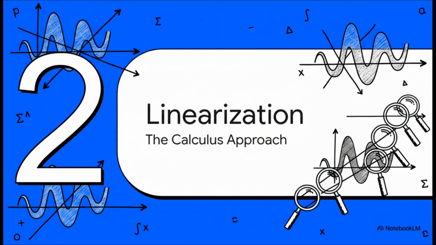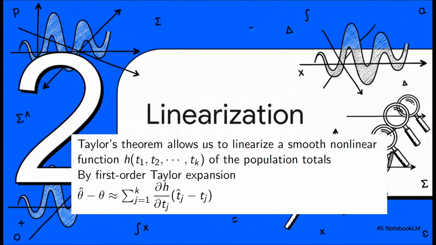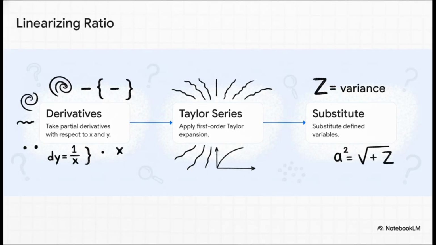Section 2, Linearization and Taylor series, the calculus approach. This brings us right to our very first major tool for solving this problem, and it involves using the Taylor series to mathematically flatten out our complex functions. So let's roll up our sleeves and walk through the algebra of linearizing a ratio estimator, which we represent by a capital B. Remember, B is just the total of y divided by the total of x. To use our familiar linear variance rules, we have to flatten this curve.